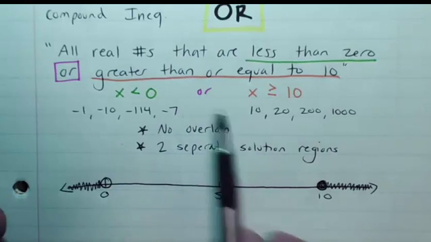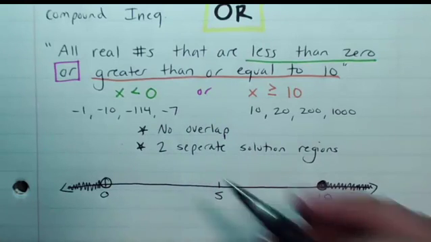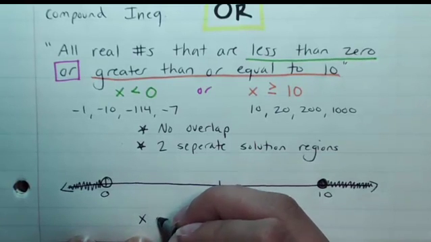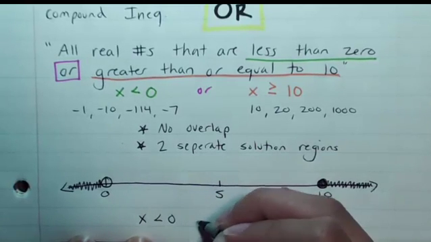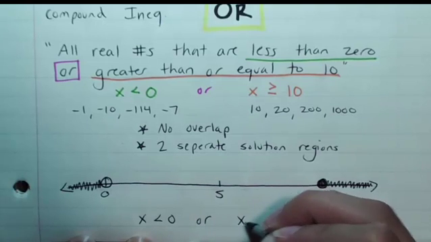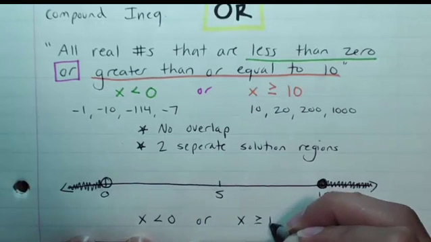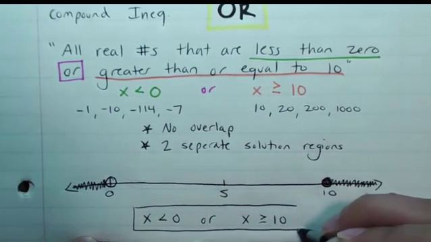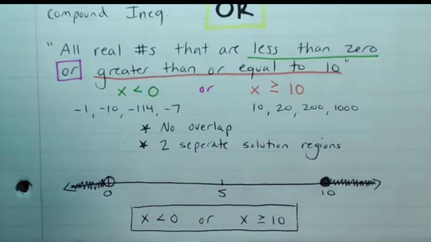Now usually when you see an OR, you can't really rewrite that because they're separate inequalities. So your answer here would just be x is less than 0 or x is greater than or equal to 10. That would be my answer. I can't put those together because there's no solution that they both share.